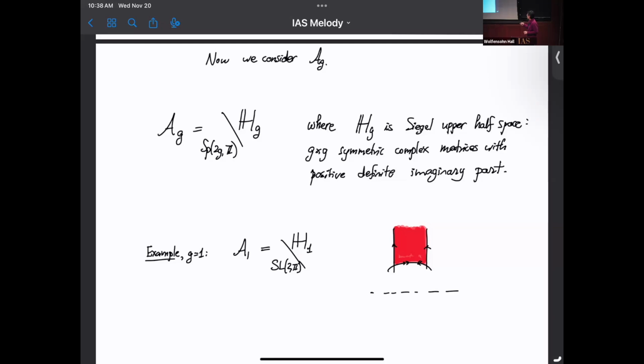The smallest example is one that maybe looks familiar to at least some of you. It is the example of G equals 1. Here, the Siegel upper half space is 1 by 1 symmetric complex matrices with positive imaginary part. That's the upper half plane. And this group acting is exactly SL2Z. So this is the picture. This is the only picture I can draw. So once again, by this description, and the fact that HG is visibly contractible, you obtain that AG is a rational classifying space for this group.